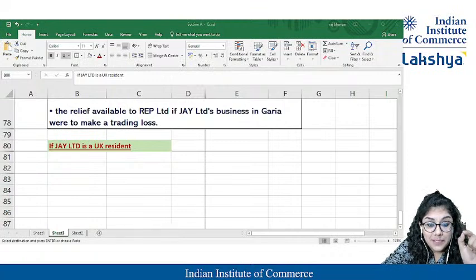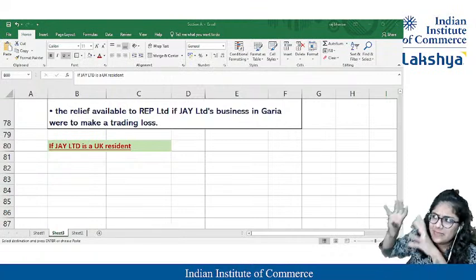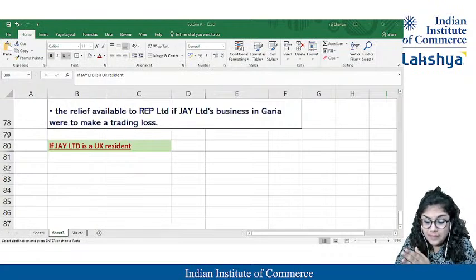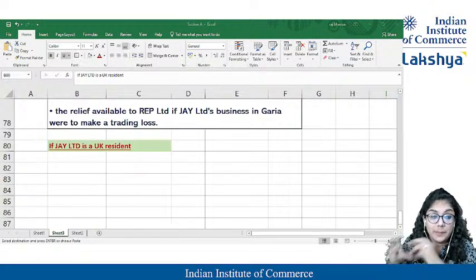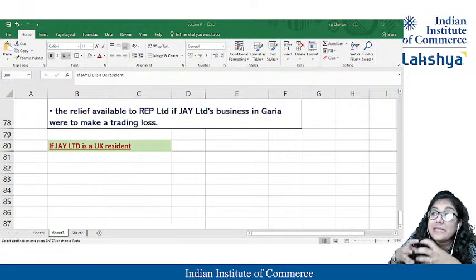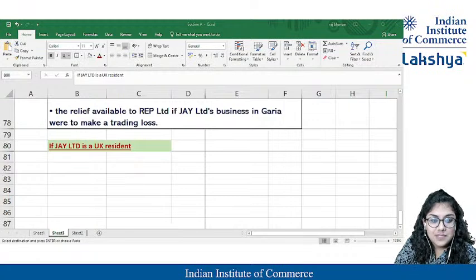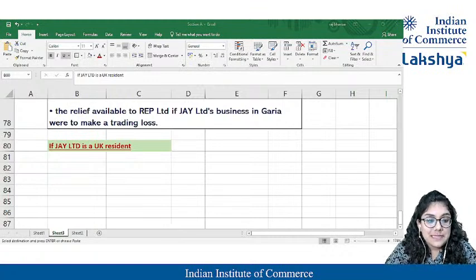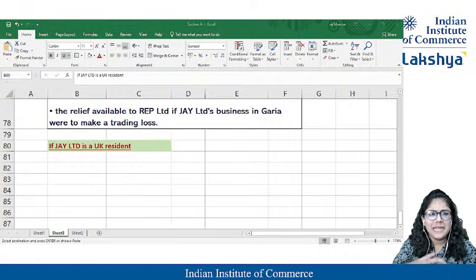Students, if Jai Limited's business is there, that is making loss in the Nigeria, then REP Limited means the one who is having 30 or 20% control, right? Then REP Limited will be able to claim the loss relief, isn't it? So they can adjust the 30% of the loss. Yes. Understand. In concept of consortium relief, REP Limited would be able to set off 30% of the loss. That is cool.